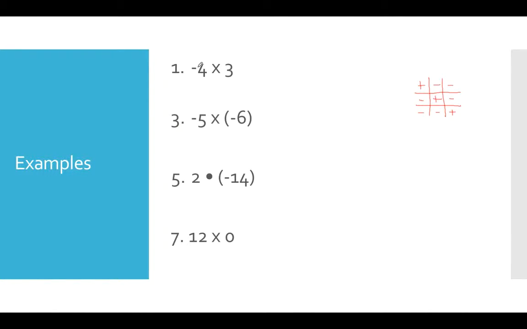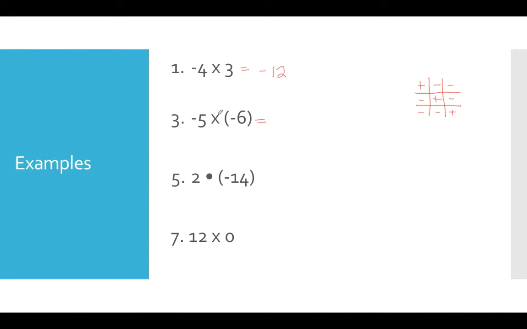So if I take a look at this, this is a negative times a positive. The first thing I'm going to do before I multiply is decide what my answer should be. And if I look at a negative times a positive, my product should be a negative. Then we just multiply like normal. 4 times 3 is 12. If I go to number 3, I see a negative times a negative.